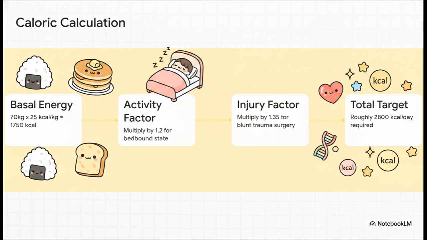Multiply all those together, 1,750 times 1.2 times 1.35, and you hit right on our target of roughly 2,800 kcals per day. And remember, protein requirements scale dynamically right alongside these stressors, jumping from a baseline of 0.8 grams per kilogram all the way up to 2.0 in severe cases.